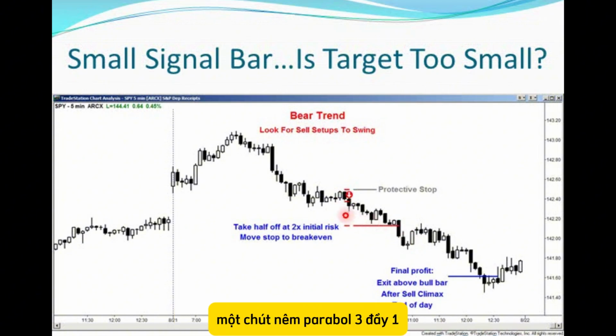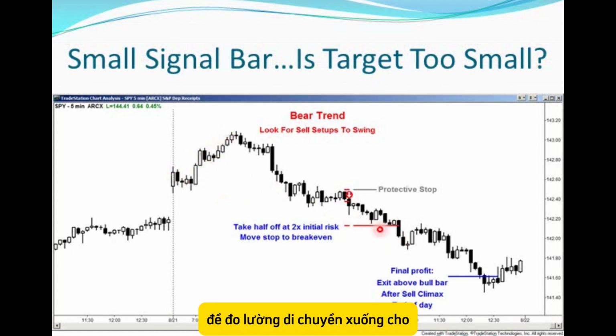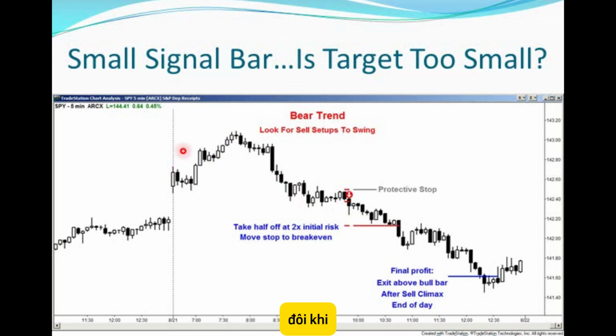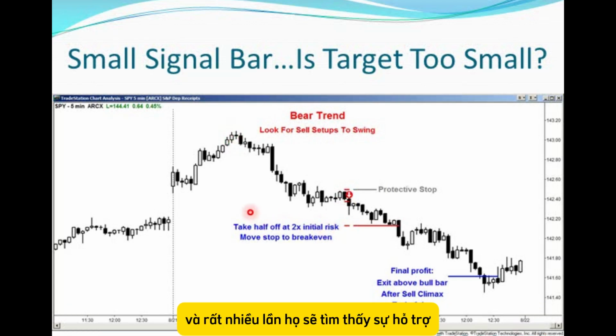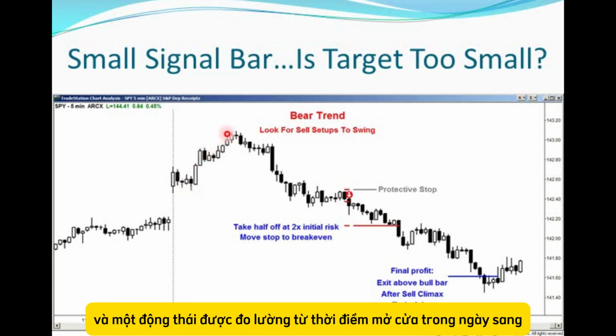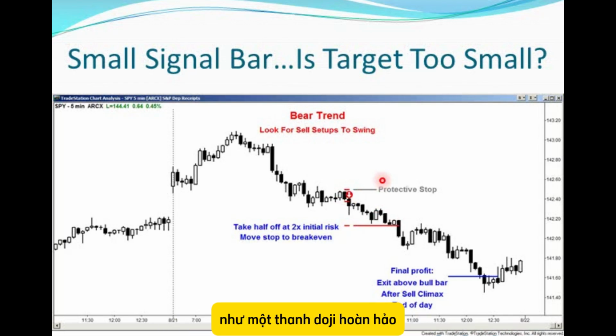A little parabolic wedge, 3 pushes, 1, 2, 3, after a sell climax. Around a measured move down from the high of the day to the open of the day to a measured move down. Sometimes you'll get days like this that trade up and trade down, and a lot of times they'll find support at a measured move from the open of the day to the high of the day, so somewhere down here. And those days oftentimes get back to the open, and then the bar on the daily chart ends up as a perfect doji bar.